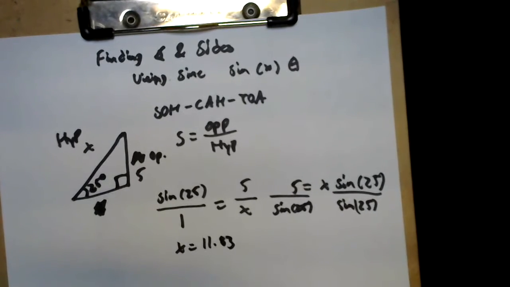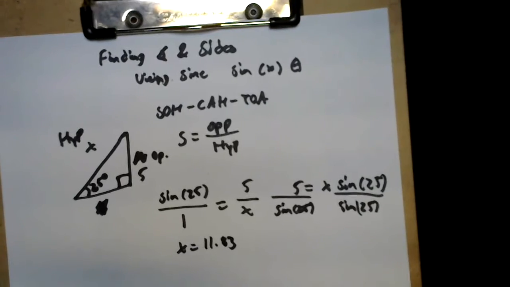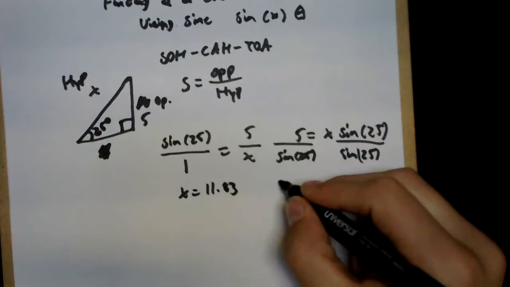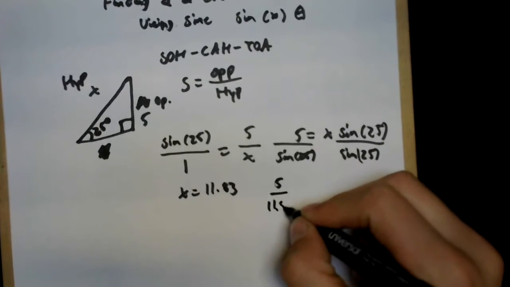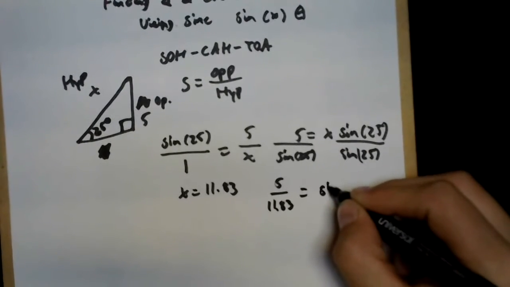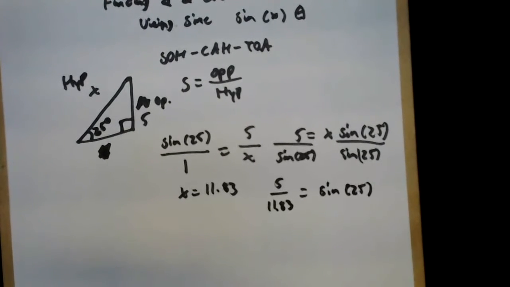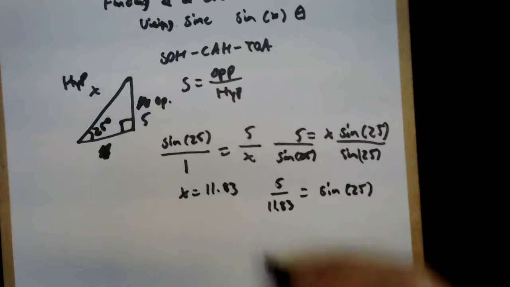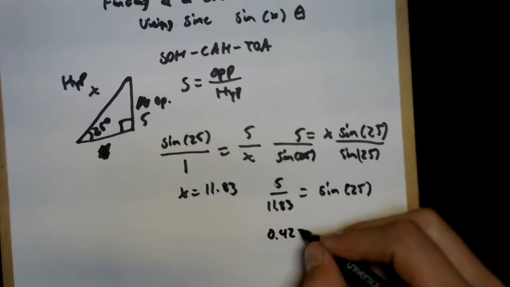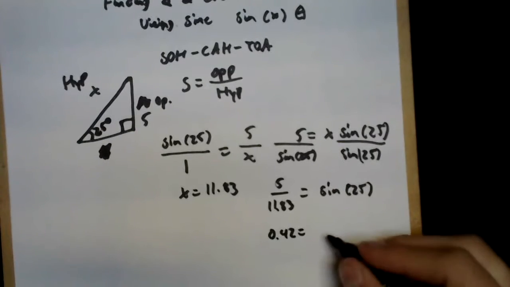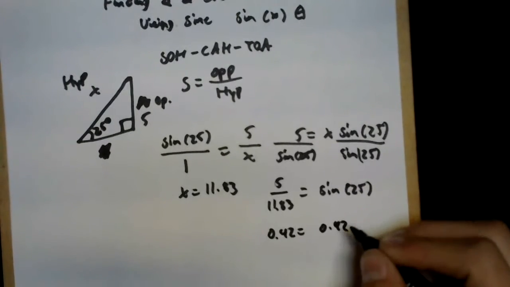If you want to, you're more than welcome to check it. Just plug in 5 over 11.83 equals sine of 25. So 5 divided by 11.83 gets you 0.42, and so does sine of 25. So you know that's correct.